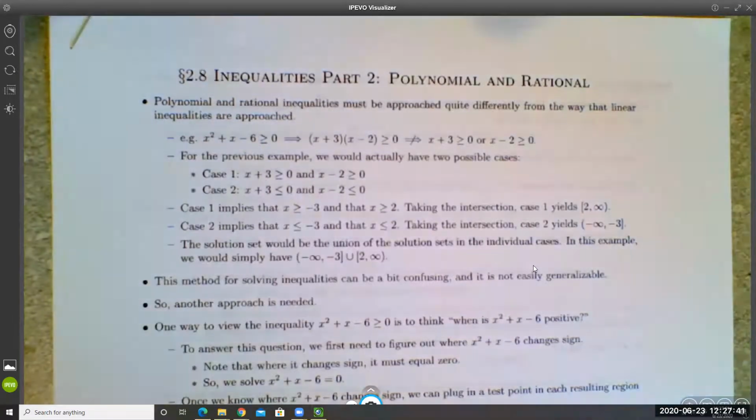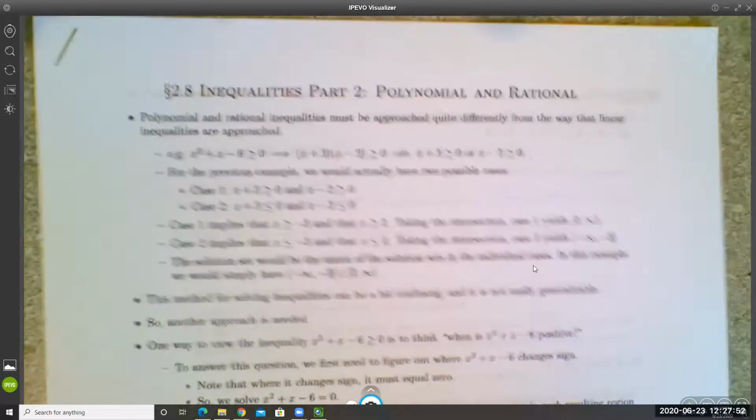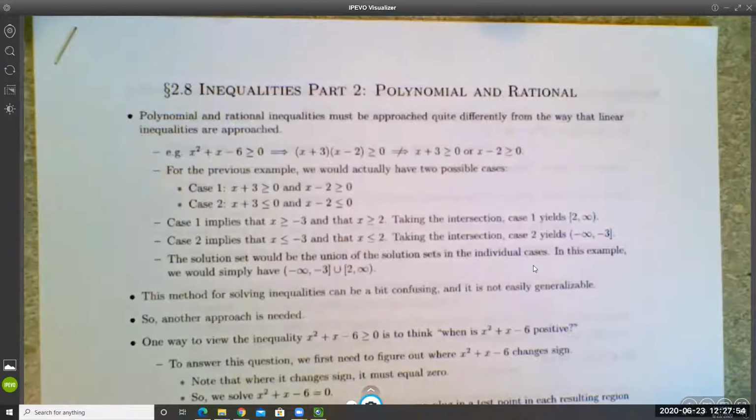But using the techniques from this section, we will be able to go back and do some more inequalities involving radical and absolute value inequalities as well. So let's talk about polynomial and rational inequalities.